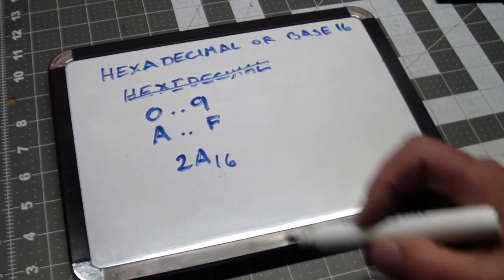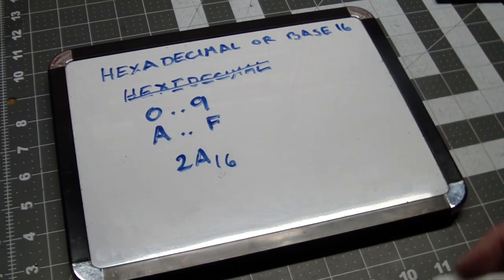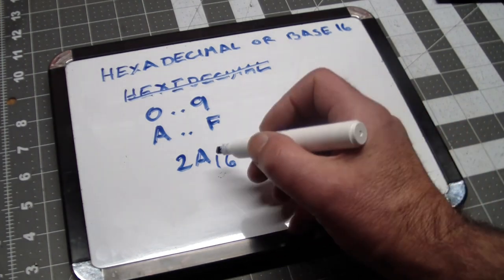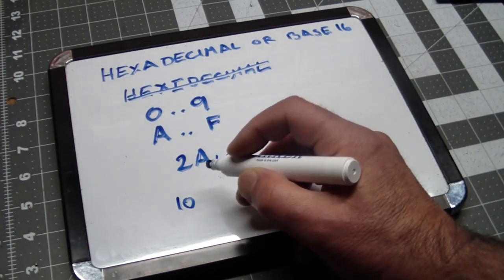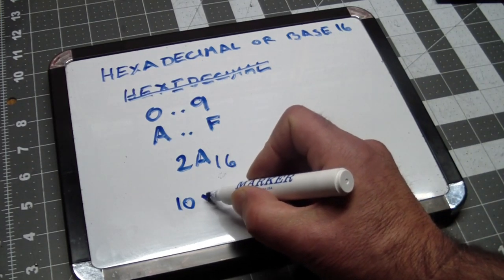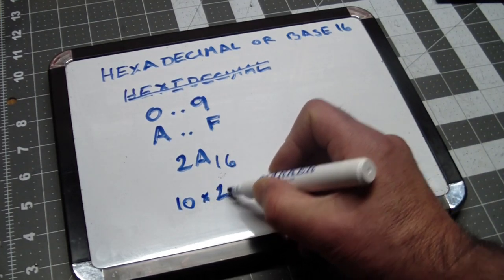So now we have a base 16 number. How do we do that? Kind of the same way as in binary, except the powers of 2 change. We take the first digit, 10, and as before, multiply that by 2 to the power of 0.